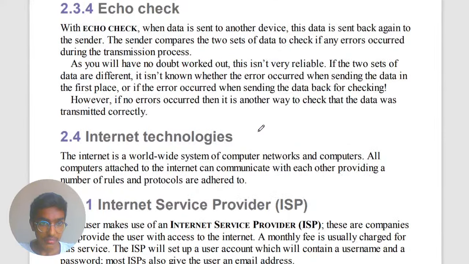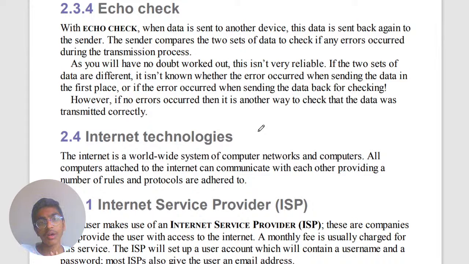Then we have echo check. Echo check is when data is sent to another device, and this data is sent back again to the sender. The sender will compare the two sets of data and check if any errors occurred during the transmission process. So it's confirming: is the data that I sent in the start the same as what I got?